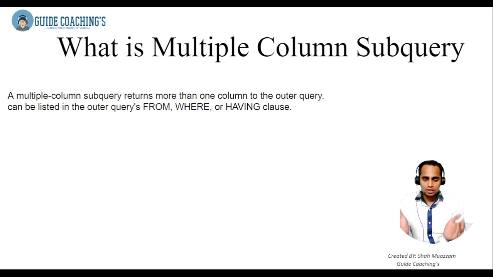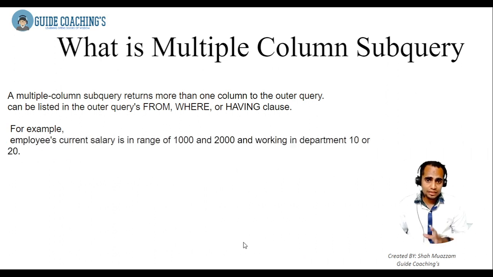So we have an inner query, which we call a subquery. It returns more than one result. Then it can be used with FROM, WHERE, HAVING clauses. It can be used with anything. And we can create a simple view of a table, and then we can use that view as a result or as a table to give the values.